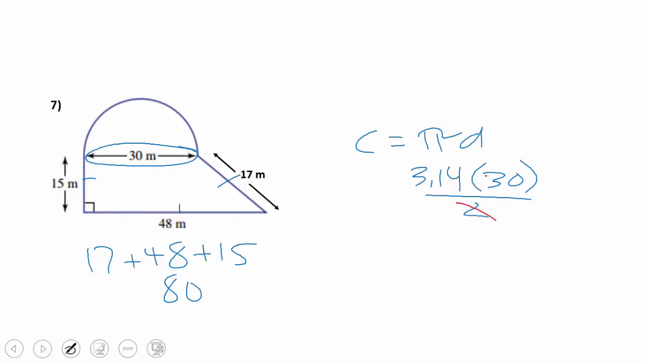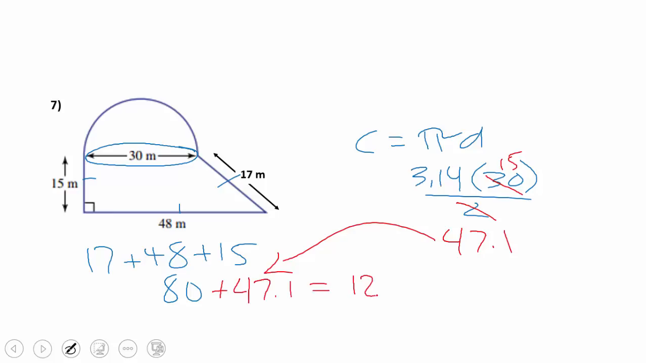Once again, I see that my 2 goes into the 30. It's nice that they gave us all these even numbers. It doesn't always work out that way. Sometimes you got to use the calculator more. And then I plug in 3.14 times 15, and I get 47.1. And of course, I have to take that and add that to my 80 plus 47.1, and I get 127.1 meters as my perimeter.